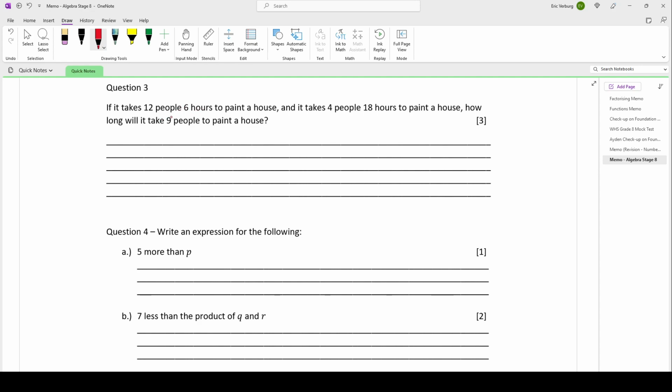And we have to use a little bit of logic here to say that obviously if people are painting a house, the more people there are, the less time it'll take to paint the whole house. The fewer people there are, the more hours it'll take. So there are many ways we can do this, but the method we've been looking at so far is basically setting up a table. So this is an indirect proportion because as the number of people goes up, the number of hours goes down.